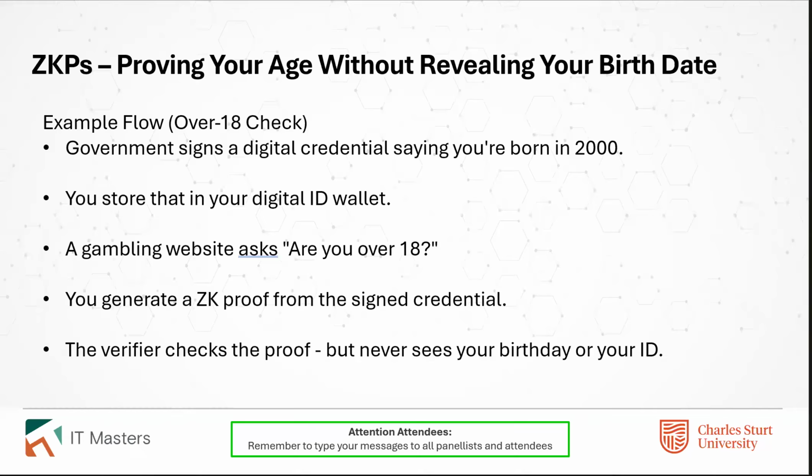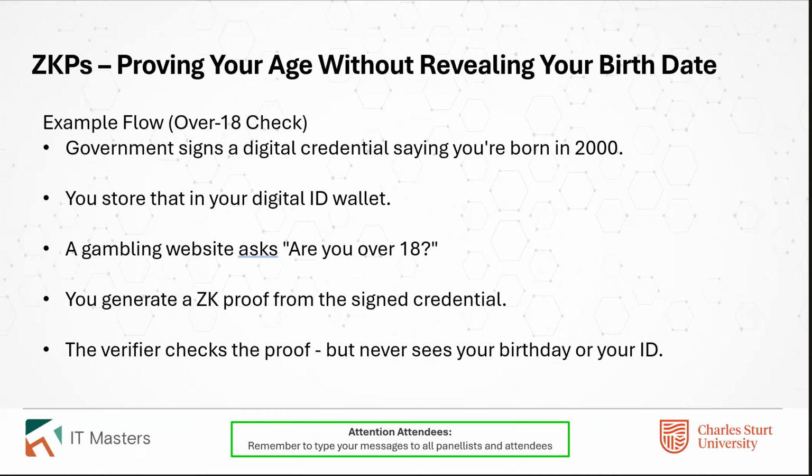So in this particular case, if we're doing an over 18s check, which is legal age in Australia, the government would sign a digital credential saying that you're born, for example, in the year 2000. You would store that credential in a digital ID. If you've ever looked at MyGov, if you're in Australia, it's a digital government wallet situation. They actually have a wallet in there. And I wouldn't be surprised if in the future, perhaps this comes along and is available there. But I'm speculating there. I have no inside information on that.